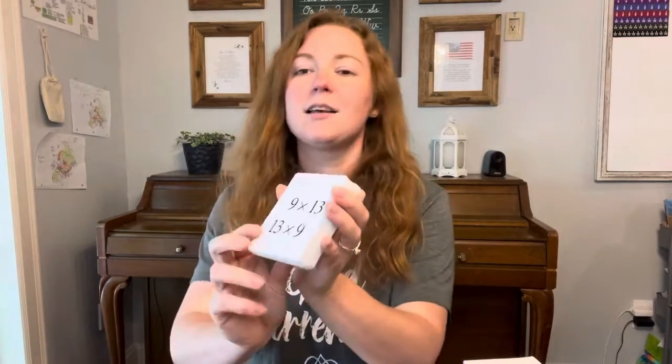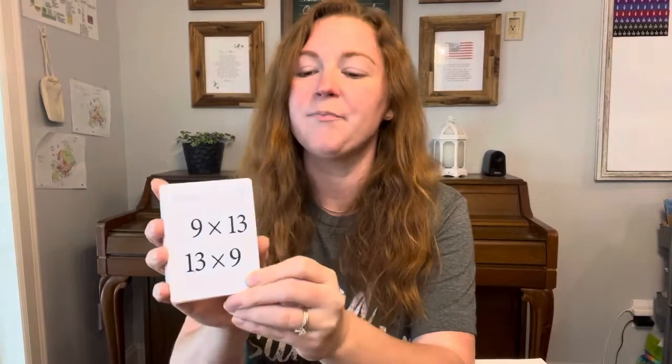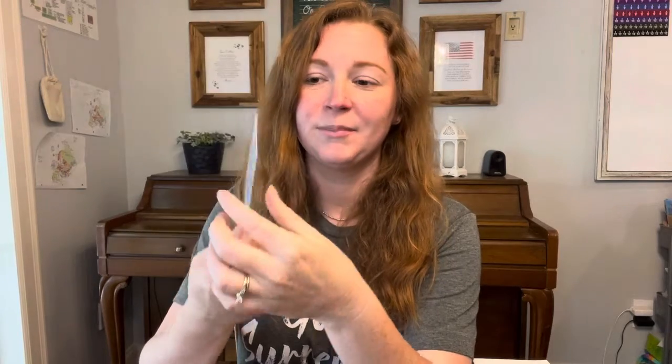Starting at the zeros and going all the way through the 15s, our cards have the commutative law for multiplication, stating that A times B equals B times A. And that answer is in the opposite top corner. So for 9 times 13, that is 117. And for 1 times 13, the answer is 13.